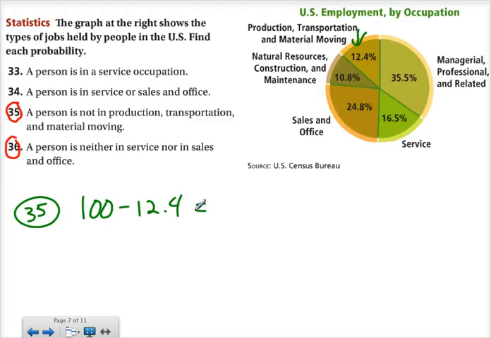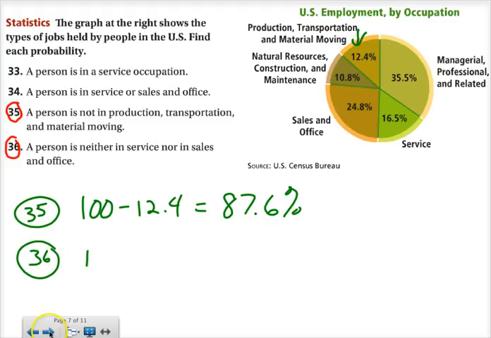So remember, if we're working with decimals, we want to use a 1. If we're working with percentages, we want to use a 100. So all we would have to do in 35 is just take that 100% minus 12.4%, and that will give us 87.6%. Number 36, we have a person is neither in service nor in sales and office.